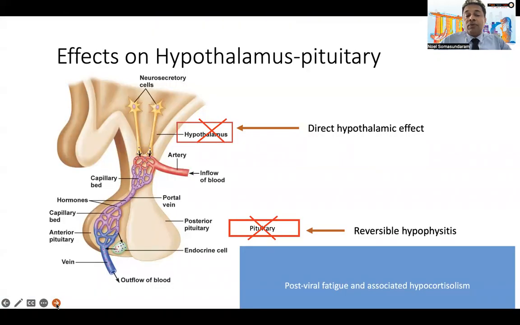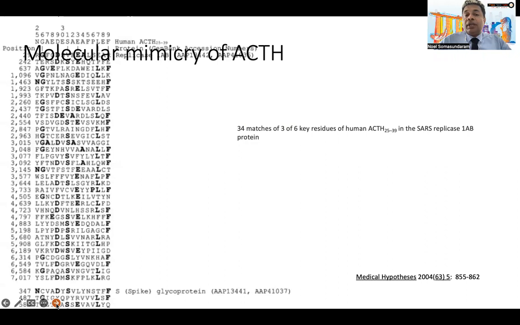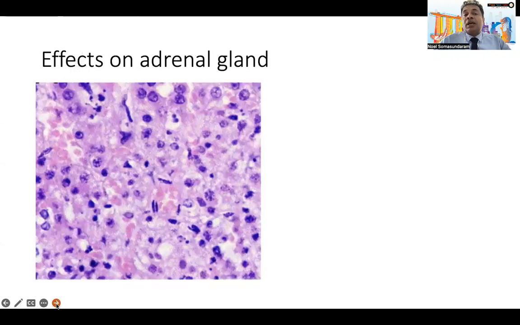So we have reviewed in our paper how the hypothalamo-pituitary axis can be affected by a direct hypothalamic effect, by causation of a hypophysitis, or sometimes the organism can mimic ACTH and can lead to autoimmune attack on the ACTH. Effects on the adrenal gland could be adrenalitis, and it's important in post-COVID syndromes to look for these problems in the pituitary and adrenal, as an explanation of long COVID unexplained vague symptoms in patients.